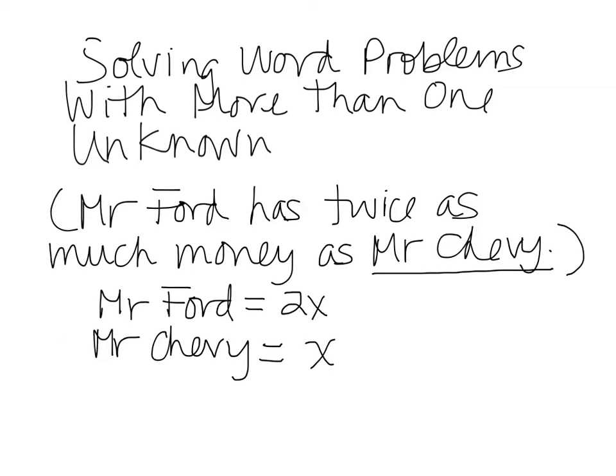But if Ford has twice as much as Chevy, then I'd have to divide X by 2 to get Chevy's amount. This way, if Mr. Ford has twice as much as Mr. Chevy, I have to divide by 2. Since the language of the problem sounds like you're multiplying, it works by far the best to have Mr. Chevy be represented by X.